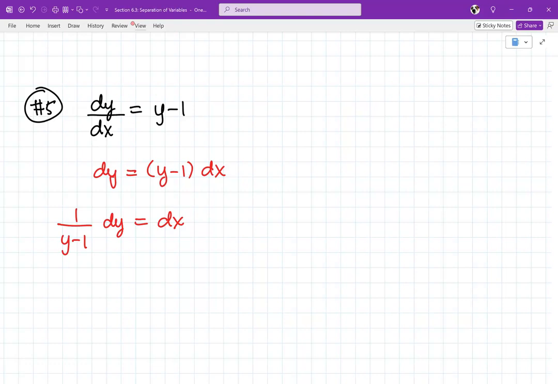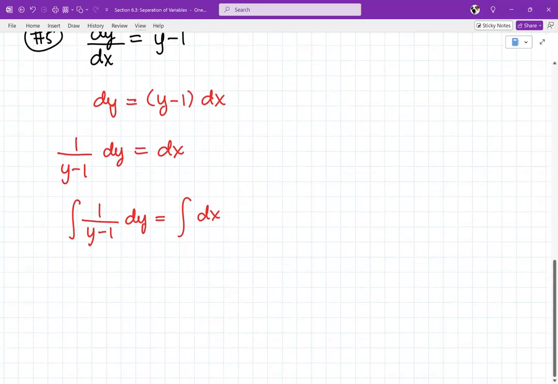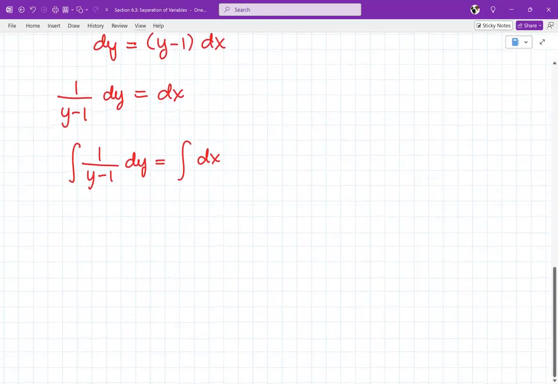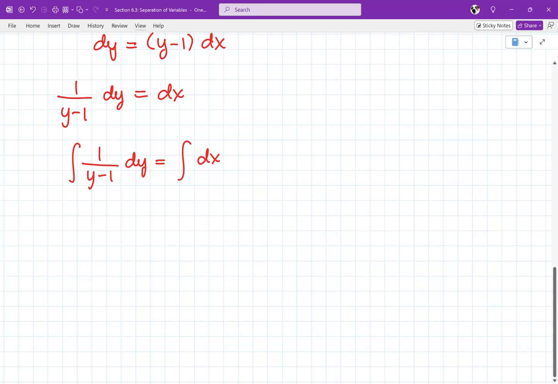Okay. And at that point, this is my separation of variables. Again, this is the key to allow me to get more points, right? Here's a point, but now I can earn up to 4, up to 5, depending on the problem. So I'm going to integrate next. The integral of 1 over y minus 1 dy is equal to the integral of dx. What's the integral of 1 over y minus 1? ln of the absolute value of y minus 1. Good. Plus c, but I'm going to wait. And then the integral of 1 dx, that's just x, plus c.